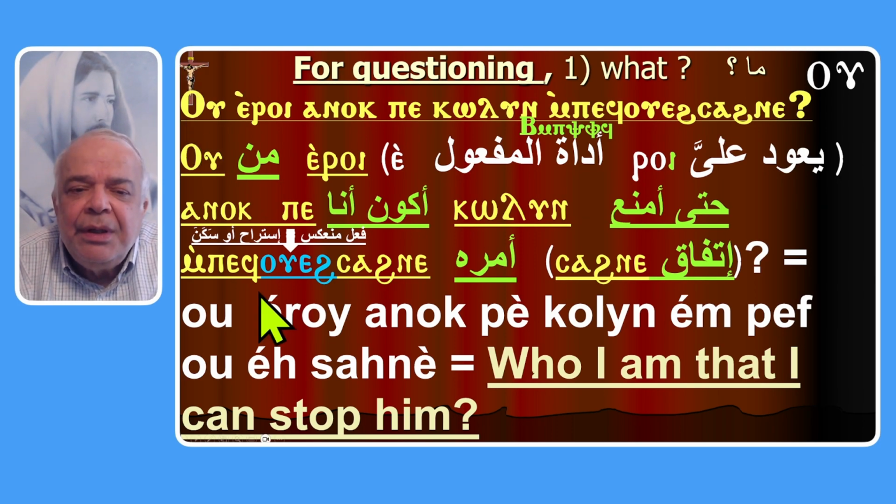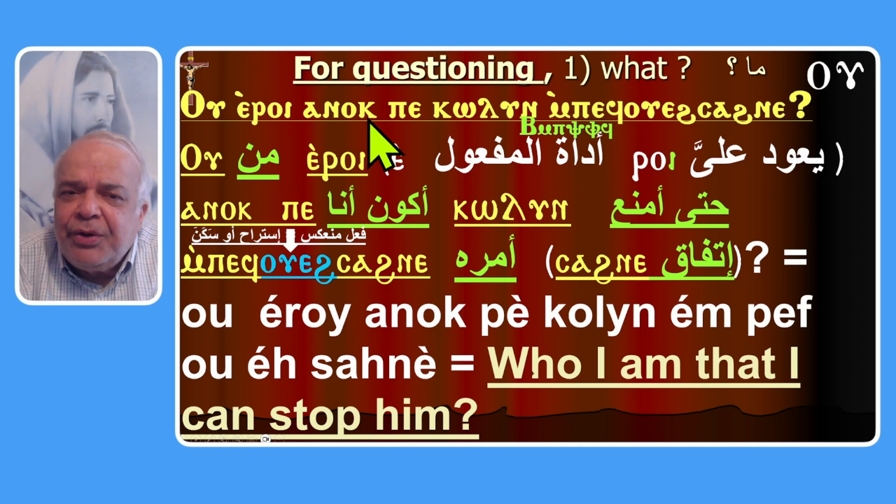O means what again? Or here he says who. So it means what or who. Eroi, I am. Anok, pay, I am. So pay here is am. Anok, I gave you the word Anok before.